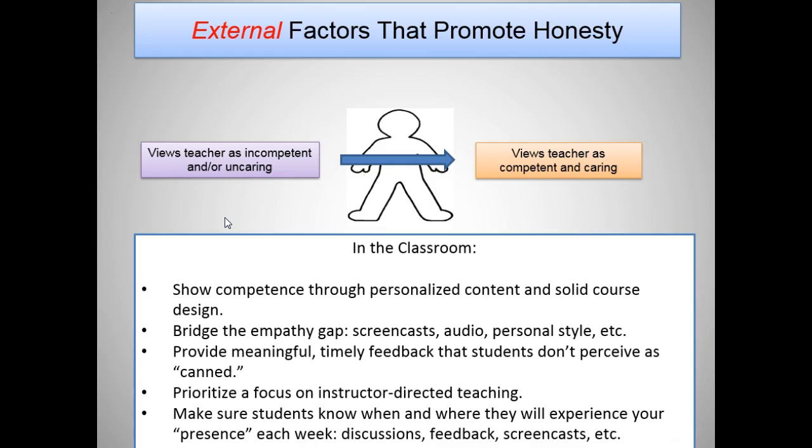I think there's more that we can do to show students that we care. Because we can demonstrate that through engagement and presence and giving meaningful and timely feedback and responding to students and whatever. There's lots of ways that we can do that. So some possible suggestions. Show competence through personalized content, solid course design. The more problems and errors there are, typos and dates that are wrong, and promises that you say I'm going to open the quiz and you don't, or I'm going to get that quiz graded and back to you by Thursday, and then the students don't hear from you for several days.